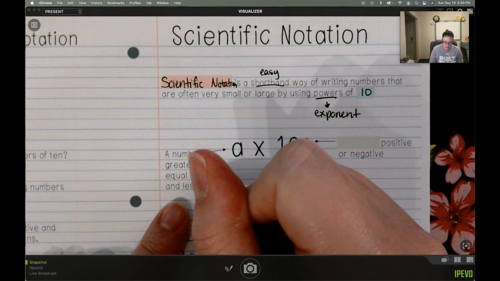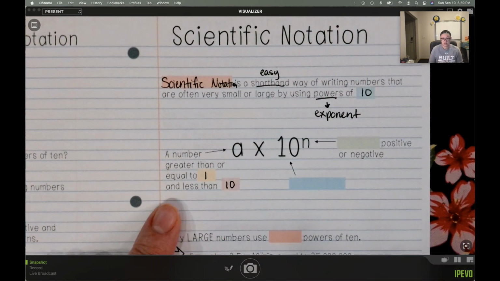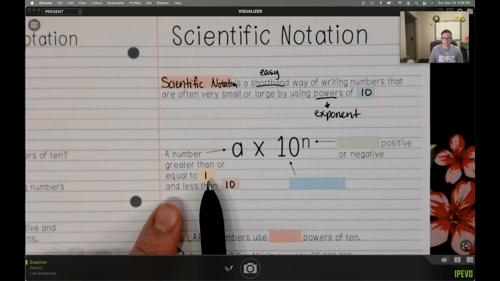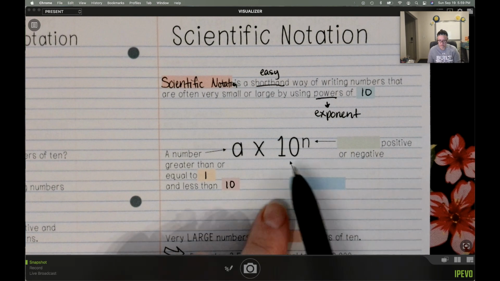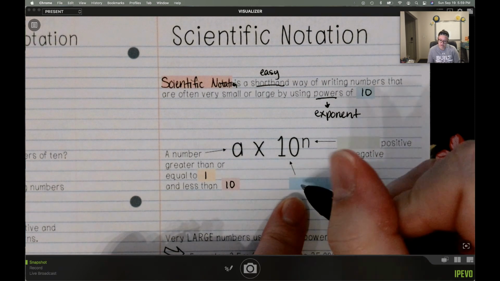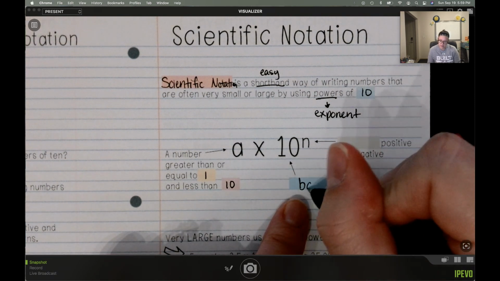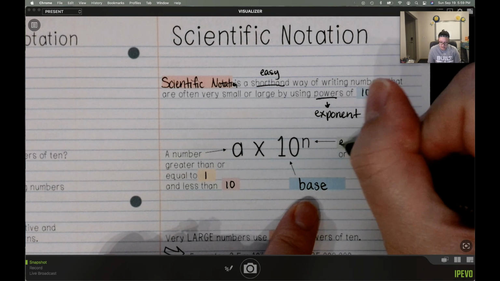A is greater than or equal to 1 and less than 10. If it equals 10, I can make it even easier, I can make that 10 into a 1, but it's somewhere between 1 and 10. 10, remember, is that big number with the exponent. What's the big number called? Starts with the letter B. 10 is my base, and n is my exponent.